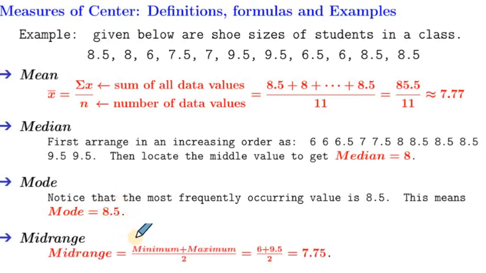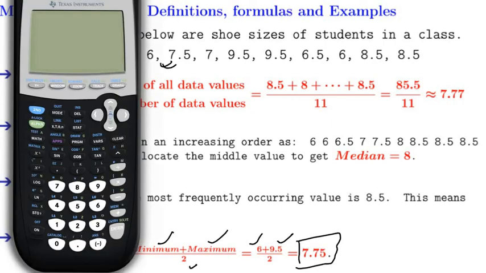For midrange, we have a formula: minimum plus maximum divided by 2. Looking at this data, our minimum is 6 and our maximum is 9.5. When we add 6 and 9.5 and divide the number by 2, we get 7.75, which is our midrange. Now I will show how to find it in a TI calculator.